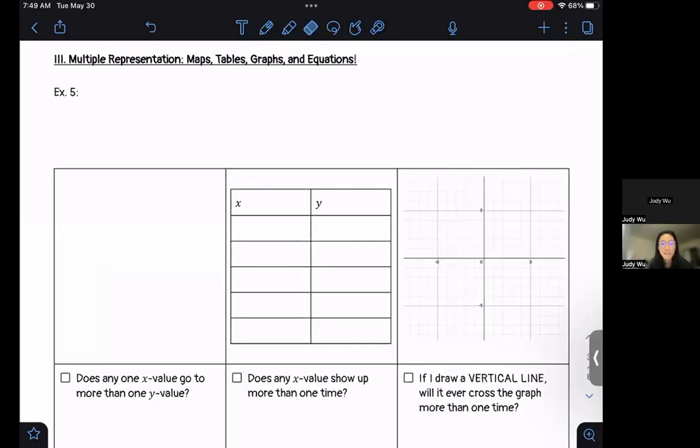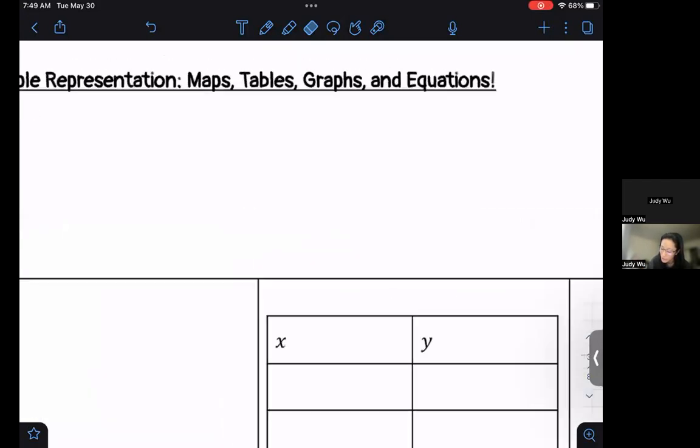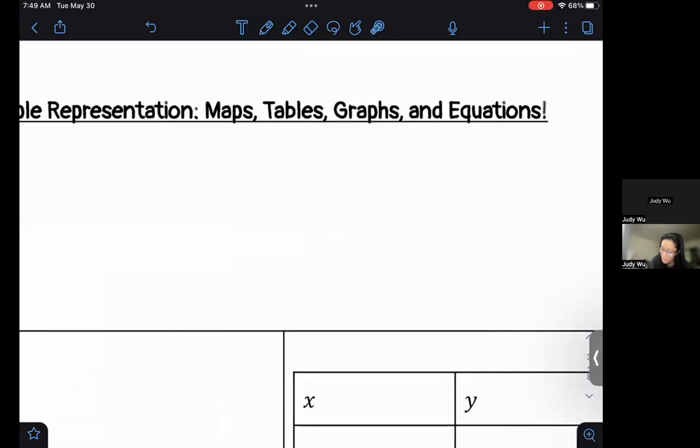Hi folks, welcome back to 1.1 part 2. In this part, we're going to take a look at multiple representations of functions and relations. In particular, we're going to look at mapping diagrams, tables, graphs, and equations. All four of these are just different ways to show the same relation or the same function.